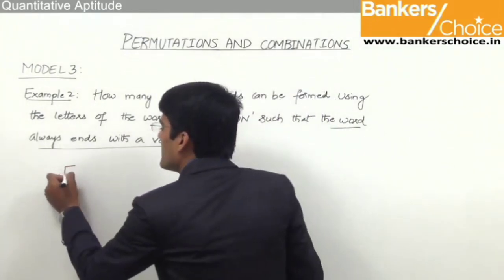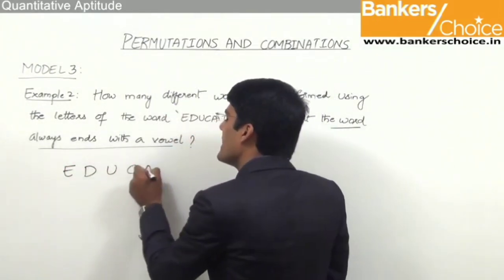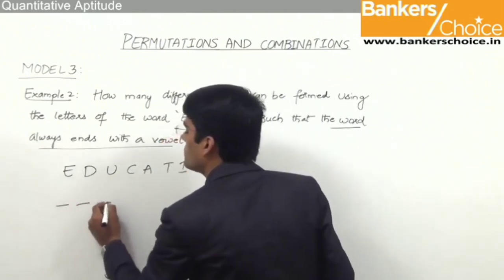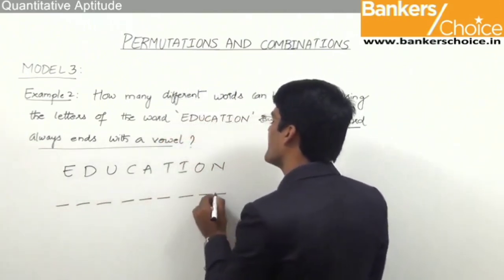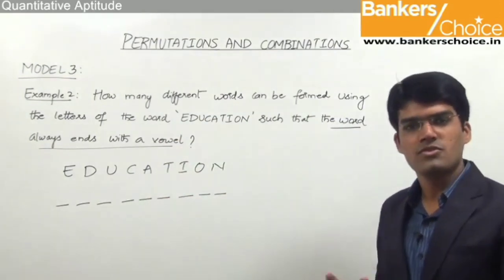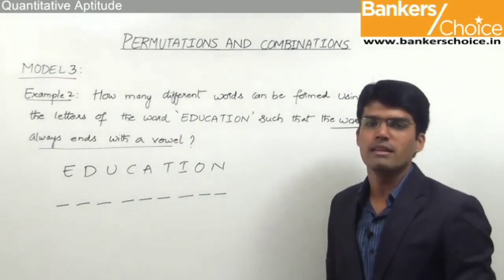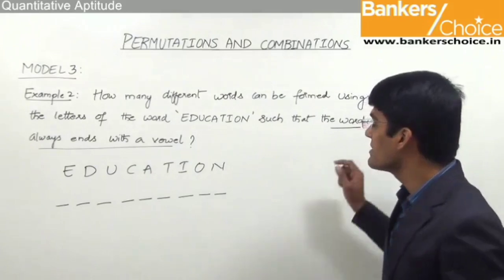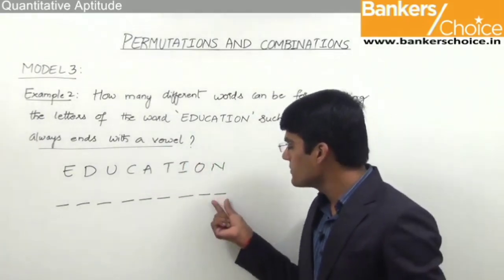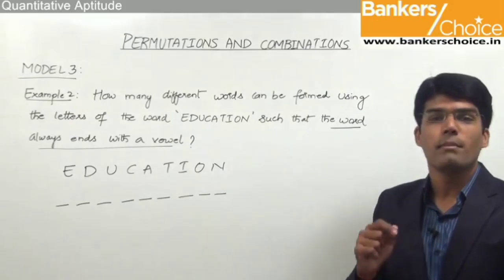We know that there are a total of 9 letters: E, D, U, C, A, T, I, O and N, and there are a total of 9 positions: 1, 2, 3, 4, 5, 6, 7, 8 and 9. So these 9 letters have to be arranged in 9 positions. In general, without any condition, that can be done in 9 factorial ways. But here the condition says the word should always end with a vowel. That means the last position should always be occupied by a vowel.